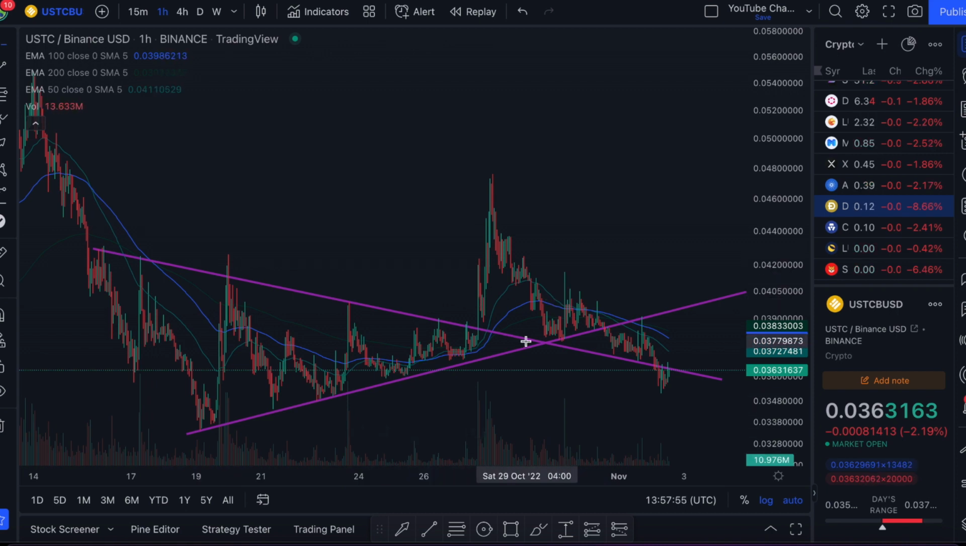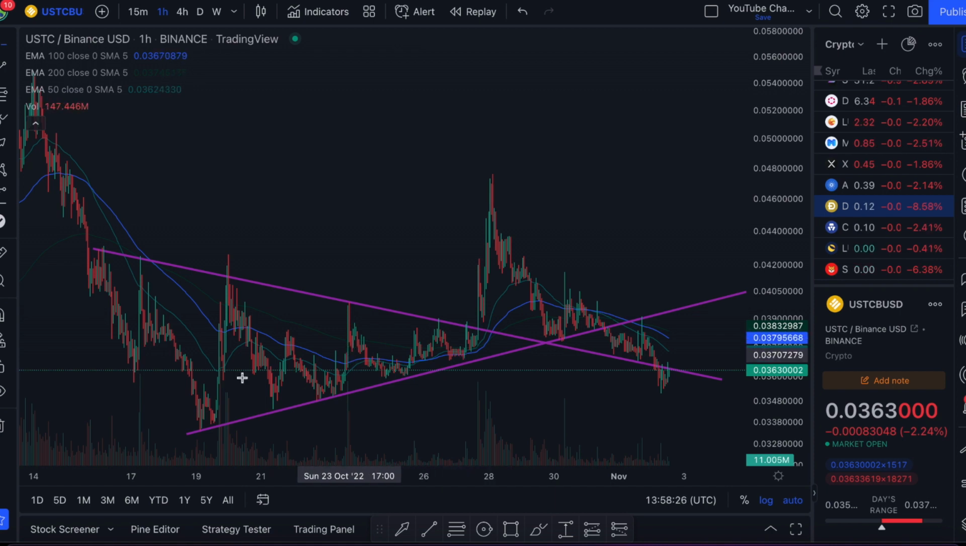One of my last videos was about this triangle formation that we saw on USTC. We did break out to the upside as we were expecting, because this is such a strong triangle, and it was a strong triangle because it formed over 2 weeks. So that's one reason. If a triangle forms over an hour or 2 hours, the strength of the triangle is not going to be as strong as the strength of a triangle that's formed over a much longer time frame. So that was one reason.